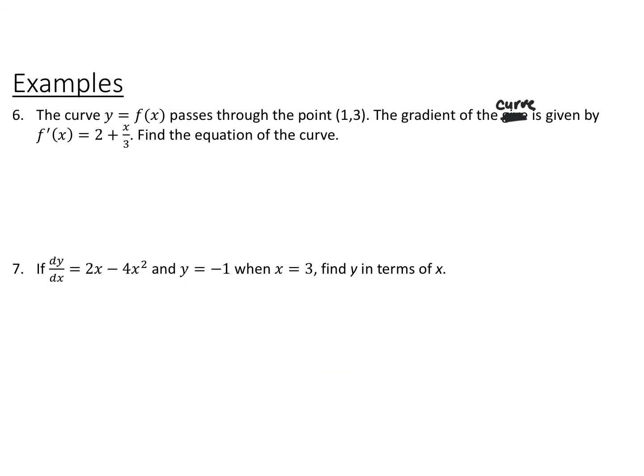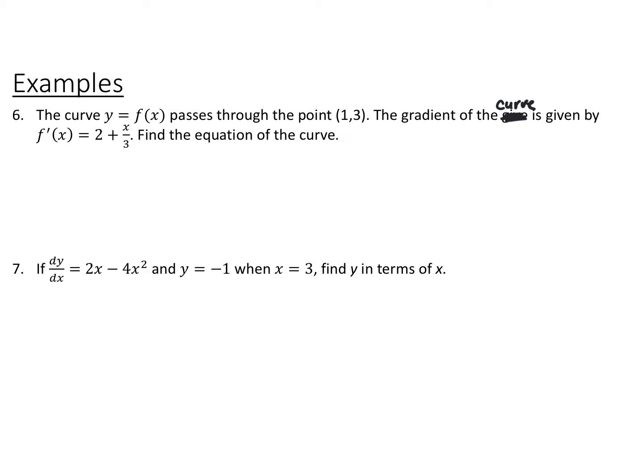Number 7 says the curve y equals f of x passes through the point (1, 3), and the gradient of the curve is given by the function f prime of x is equal to 2 plus x over 3. And we want to find the exact equation of the curve. So first, they give us the derivative here, and we want to find the original function, so we need to find the antiderivative. And then we're going to use this point to help us find the exact value.